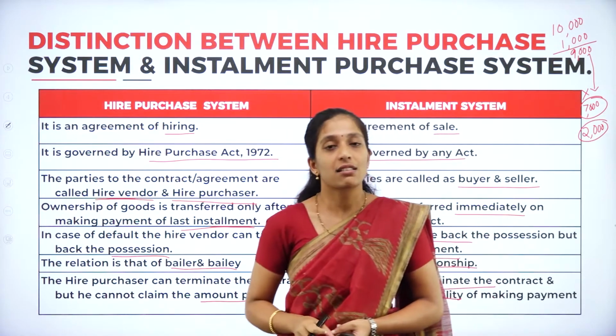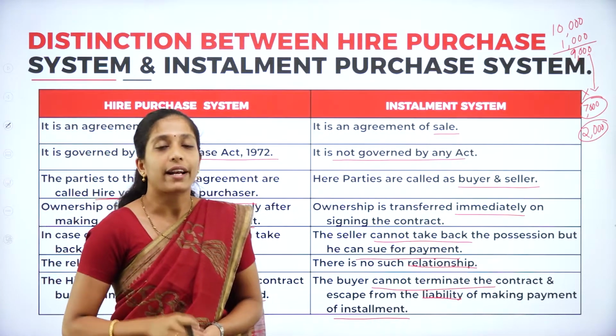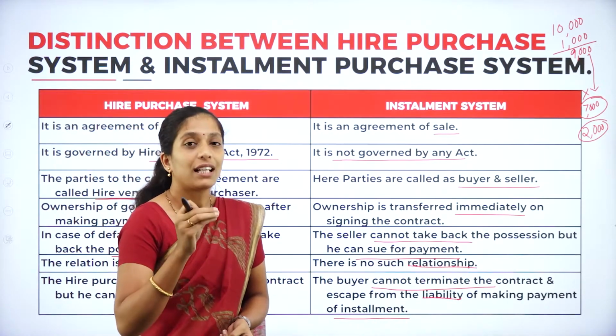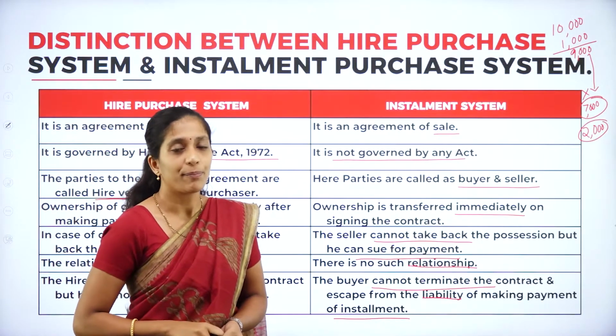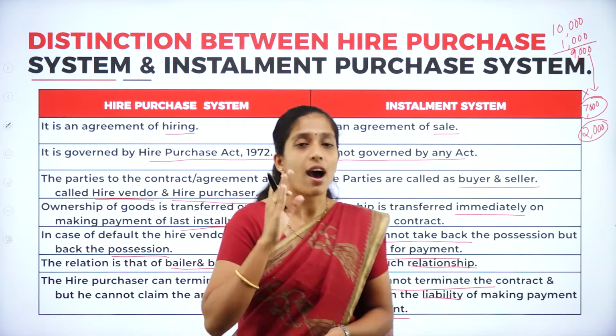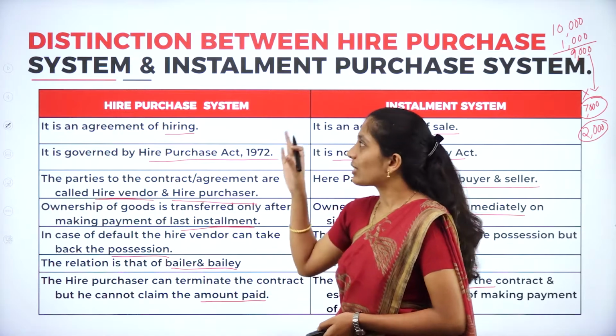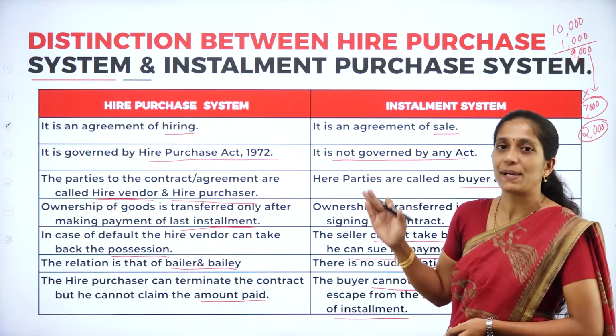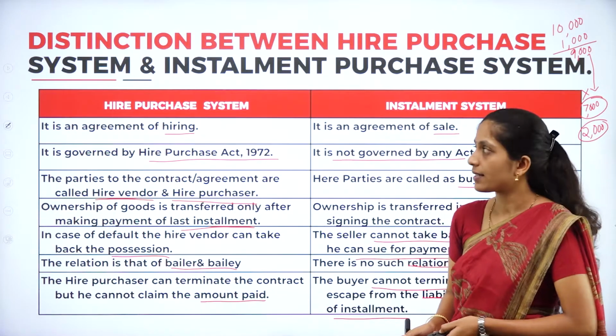But in installment system, he cannot terminate the contract. At the same time, whatever amount is to be paid, he has to pay. That is, the buyer has to pay the seller. So these are certain differences between hire purchase system and installment system.